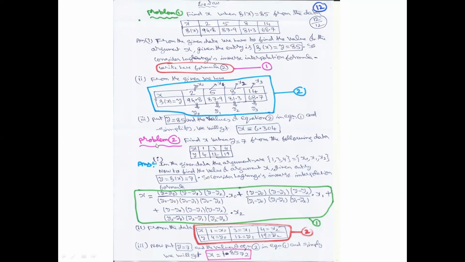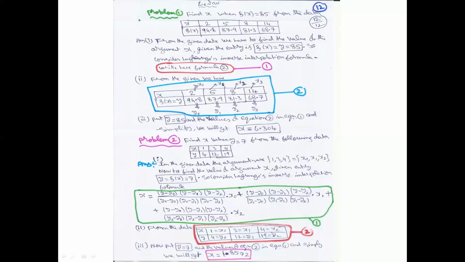In the same manner, problem number 2. Find x when y is equal to 7. I explained problem number 2 with symbols. In detail, I have given problem number 2 compared to problem number 1. This much of explanation is not required in the examination. For your reference only, I have shown.